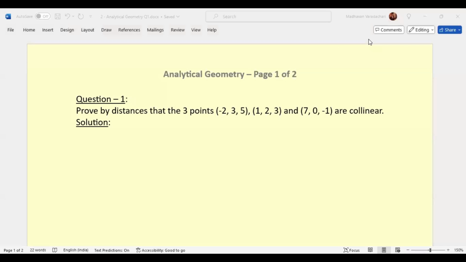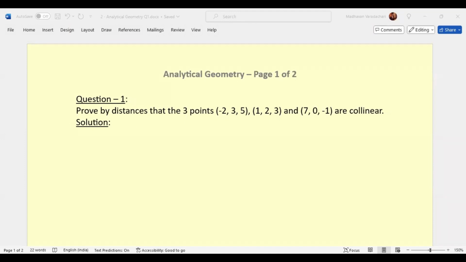Hello everyone. In continuation to our topic analytical geometry, this is question 1. Prove by distances that the 3 points (-2, 3, 5), (1, 2, 3), (7, 0, -1) are collinear. Collinear means we need to prove that it falls on a straight line. It lies on a straight line, all the 3 points.